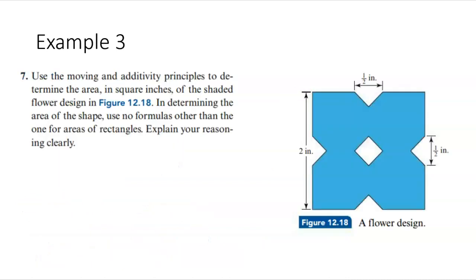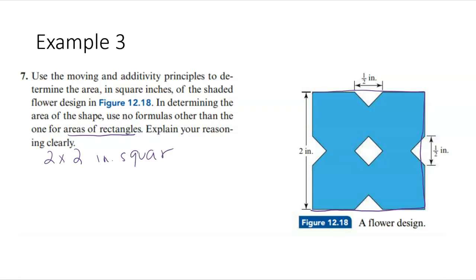All right, let's continue here, and now we'll determine the area of the shape. We're not allowed to use any formulas other than the area of a rectangle. So we can't use any triangle formulas or anything like that. All right, let's take a peek here. Well, I'm going to look at this as a big square. This is a 2-inch square. So I know that I'm looking at a 2 by 2 inch square.